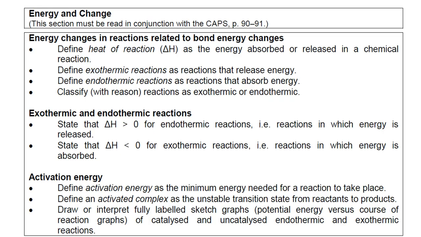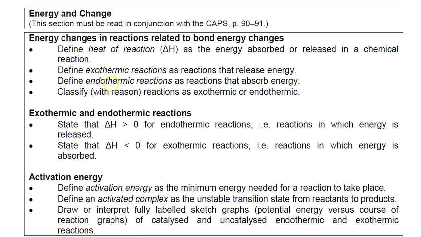Before we continue with the chapter, it's always a good idea to go to the exam guideline document and see what exactly you have to know. Now, in this exam guideline document, as you can see, you are given a lot of definitions, and in this lesson, we are going to focus mostly on these definitions. We're going to define the heat of the reaction as the energy that is absorbed or released during a chemical reaction. Delta H actually means energy at the end minus energy at the beginning.